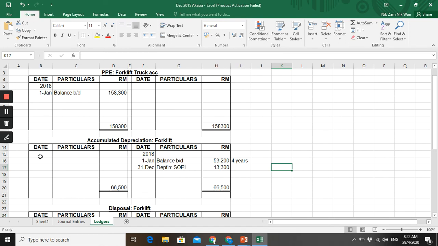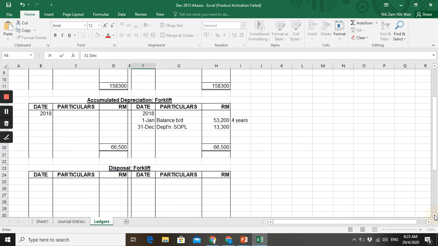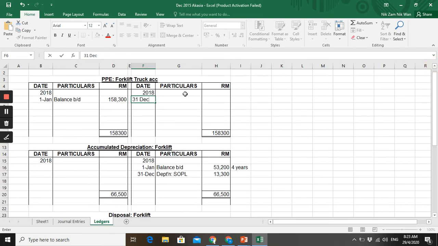So how do we close? How do we close the account for accumulated depreciation? Of course, we go to PPE first. How do we close the account for PPE? At the end of the year, 31st December, we need to use another account known as the disposal account. So how do you close? You transfer the amount of PPE to your disposal account. So I put there step one. What is the amount that you transfer? The full amount, then your account is closed.